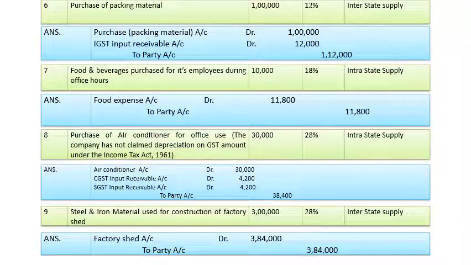So that is why, before giving any answer, you have to think about whether credit is available or not. If credit is available, then what is the entry? If credit is not available, then what is the entry? That determines whether your answer is right or wrong.